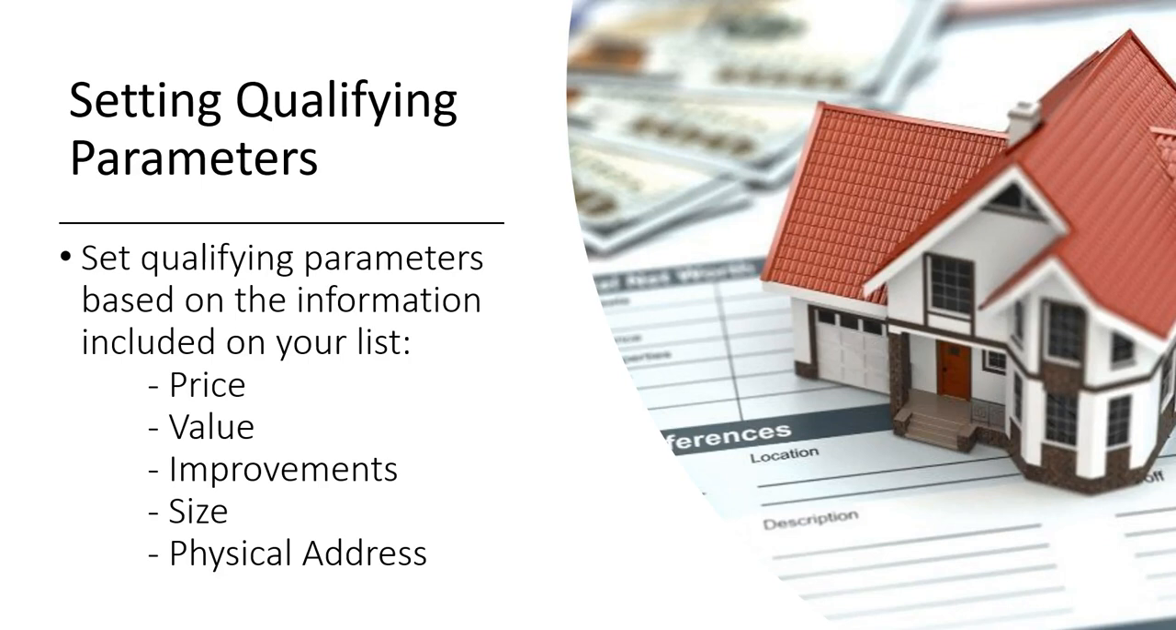Again, it's really going to depend on the information that's provided on the list, but some of the parameters that you can set can be based on things like the price, the overall value, whether or not the property has improvements, or whether it's just raw land. You may do it based on the size or based on physical addresses. All of these are indications about what the property is, especially when you're looking at things beyond just the price.